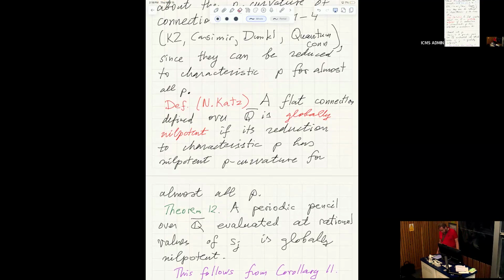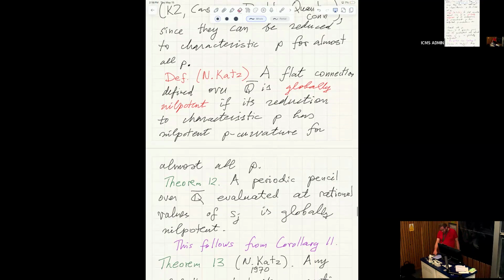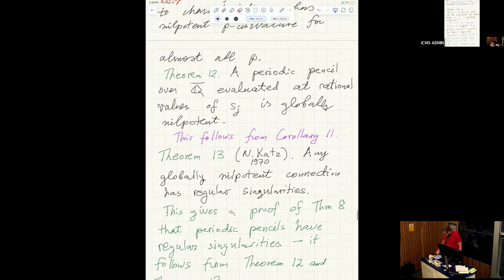I will explain in a second why. The corollary we get is that the periodic pencil over Q-bar evaluated at rational values is globally nilpotent. Well, because an element of Q, when you reduce it mod p, becomes an element of F_p. So it's evaluated at rational values of S_j. They are rational numbers, and you reduce them mod p, you obtain an element of F_p, and we showed that there the p-curvature is nilpotent.